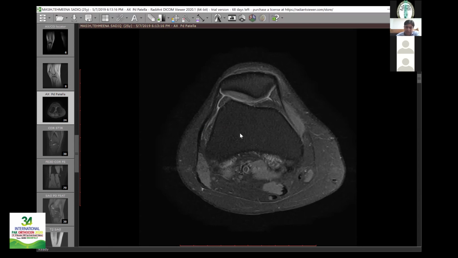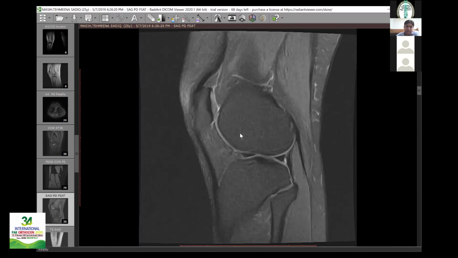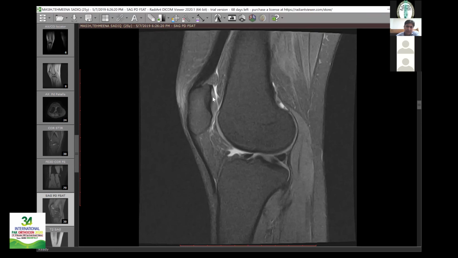This is a sagittal PD image. Again, you can appreciate that there are a few signal changes here, but the rest of the cartilage looks fine, and it is iso-intense as compared to the bone. You can appreciate the subchondral bone here.